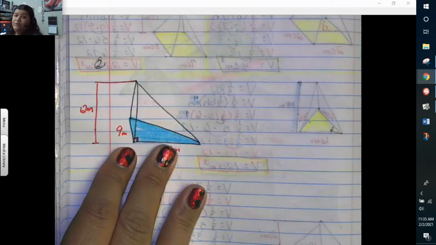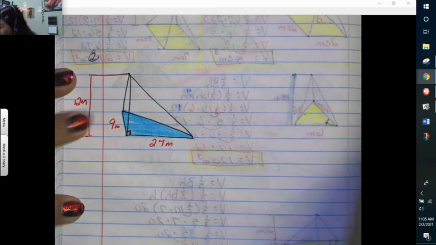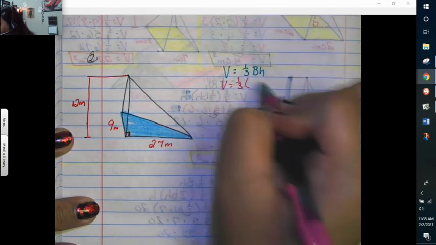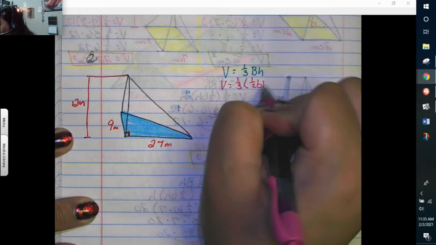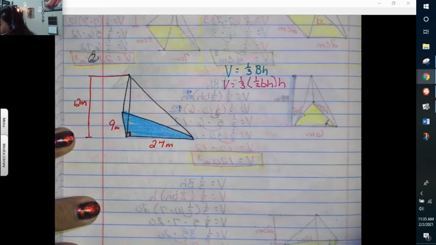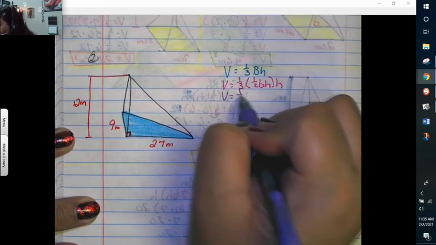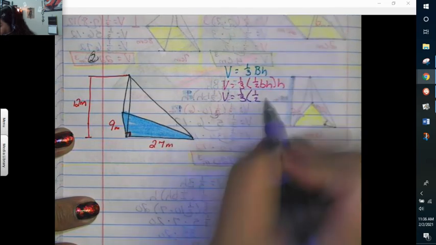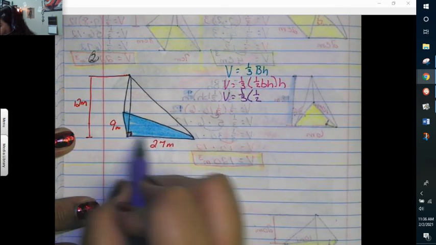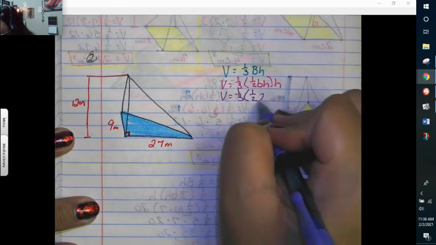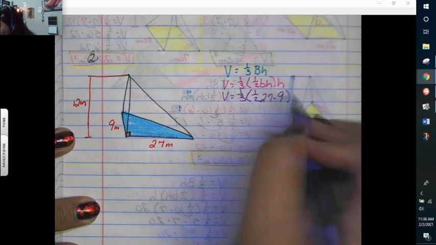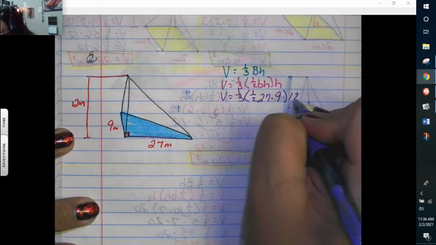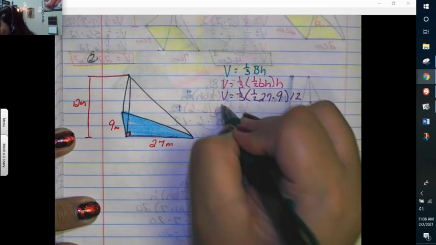Now let's do this one. This is the one where we might have some problems. So let's see. Volume equals 1/3 area of the base times the height. Volume equals 1/3. Area of a triangle is 1/2 base times height, and the height of the actual pyramid. Okay. Don't forget that 1/2. Here's my right angle of the triangle, so 27 and 9. And then 12 is the height. Okay.